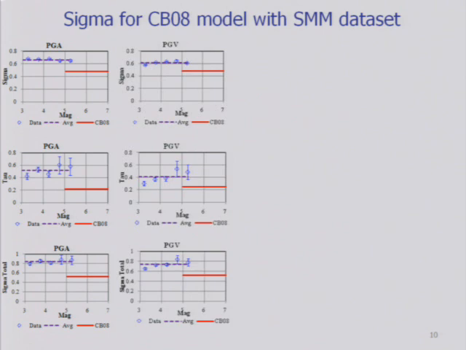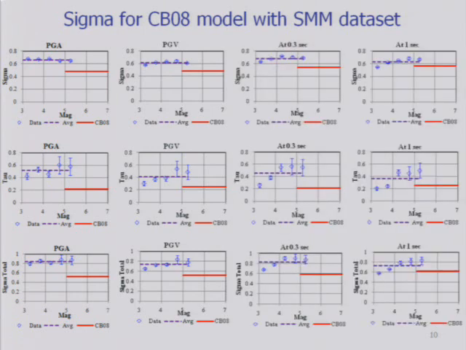Here are the same plots for peak ground velocity. Again, sigma seems more or less constant, while tau and sigma total increase as magnitude goes up from 3 to 5 and start decreasing again for magnitude larger than 5. On average, these standard deviations are also higher than the corresponding predicted values using the Campbell and Bozorgnia 08 model.